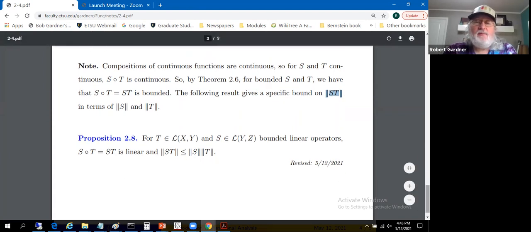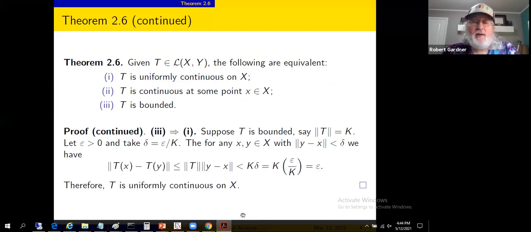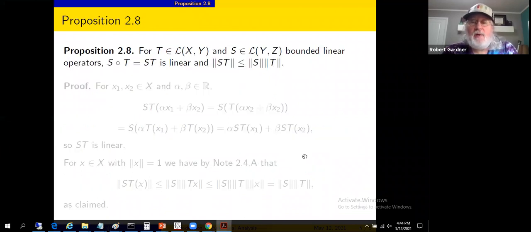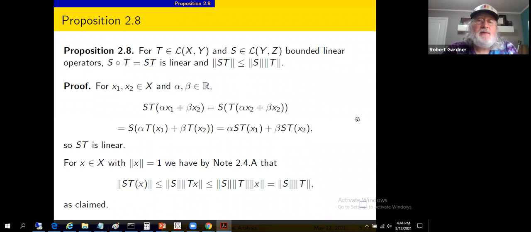And it's probably not terribly surprising that the upper bound on the norm of the composition is the product of the norm of S and the norm of T. Here they're claiming we're taking S and T to be bounded linear operators. They actually make two claims: that the composition is linear, and that the composition has a norm bounded above by this quantity. So let's go through that. Okay, two claims. Actually, it fits on one slide, so let's just look at it.